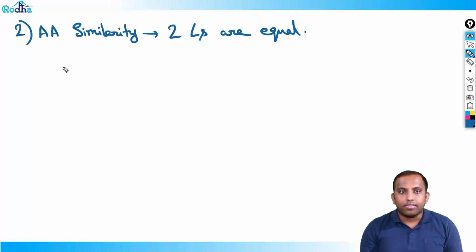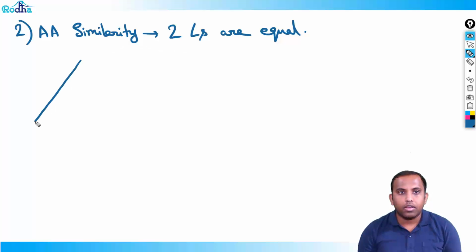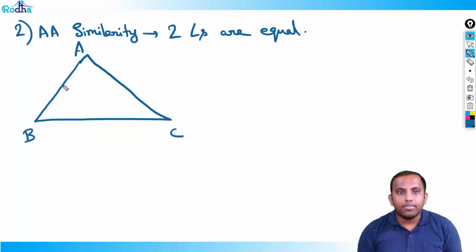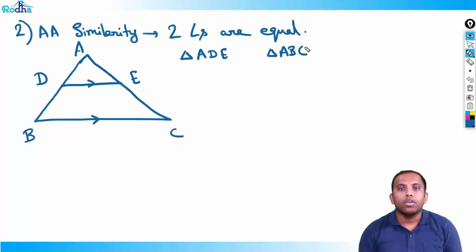Now let's take an example. I'm drawing a triangle ABC, and let's say I'm drawing a line here that is DE, and DE is parallel to BC. So I can write here that there are two triangles, triangle ADE and triangle ABC. Now I can write triangle ADE is similar to triangle ABC. Why is it similar? Because of AA similarity.